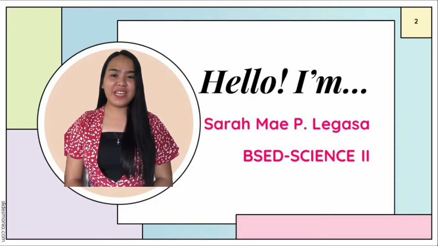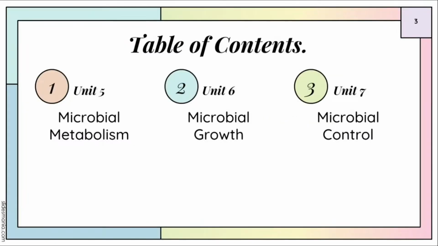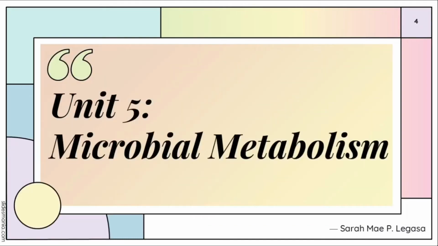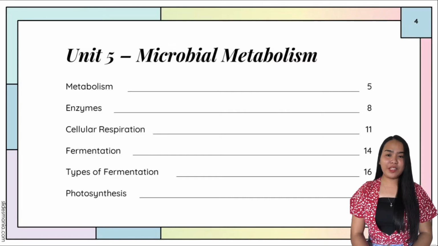And for today's video, I will be sharing my insights and learning from microbiology and parasitology, particularly from Unit 5 to 7. Unit 5, Microbial Metabolism. The things that we will talk about in Unit 5 are metabolism, enzymes, cellular respiration, fermentation, types of fermentation, and photosynthesis.